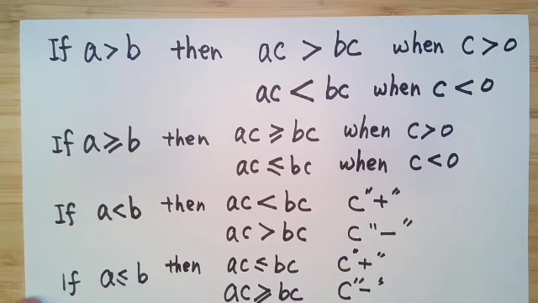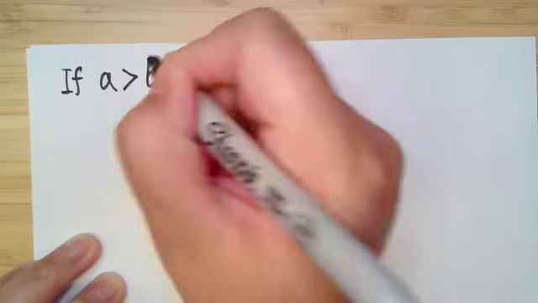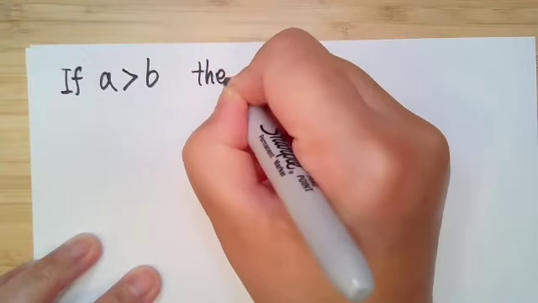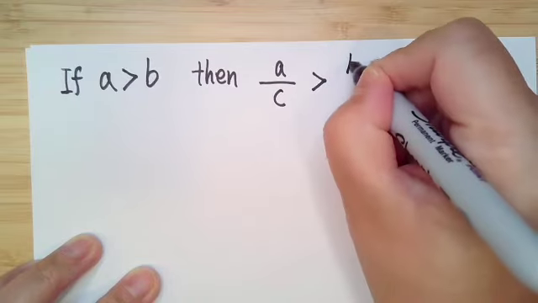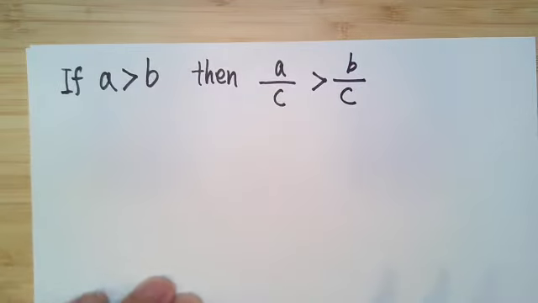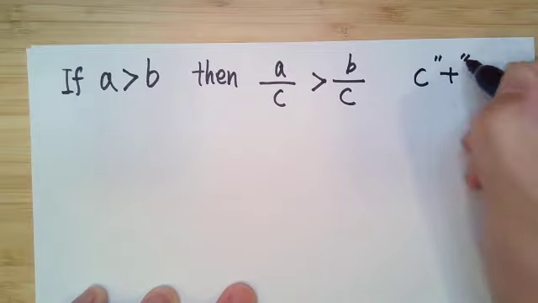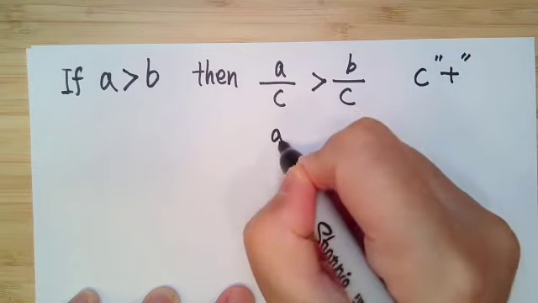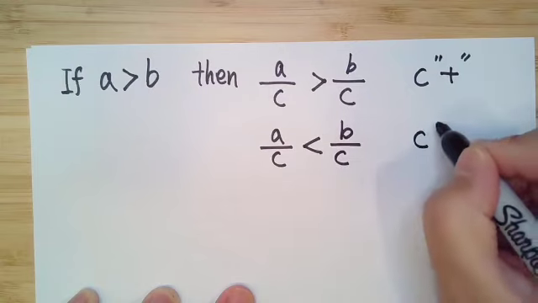And the same thing, if you want to divide by a number, you should have exactly the same rule. I just spent some time to write it. Okay, if A is greater than B, then A over C is greater than B over C. Now this one is when C is positive, okay? And A over C is less than B over C when you have C negative.